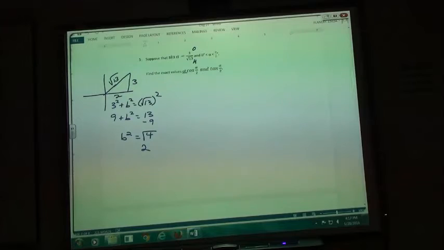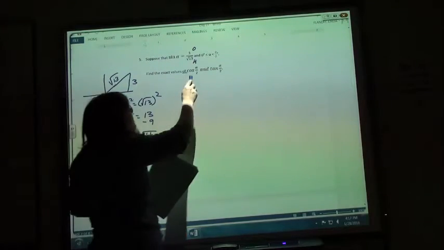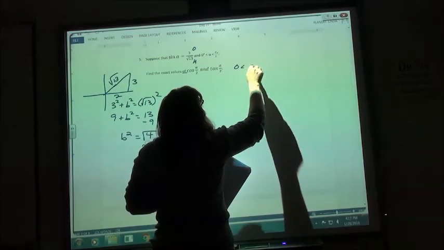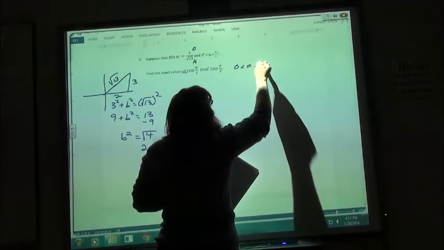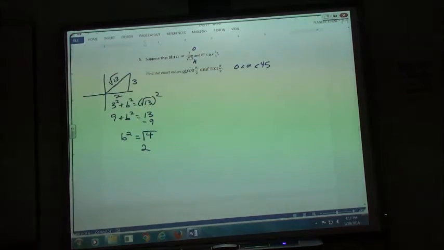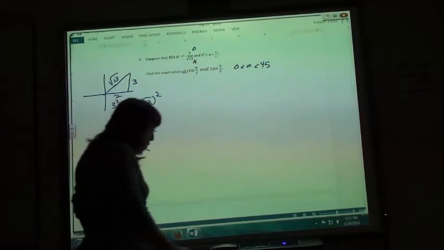So I've got my reference triangle. I want to do my half angles. Since this is between 0 and 90, I would be between 0 and 45. So I'm still going to be in quadrant 1. In quadrant 1, your cosine and your tangent both should be positive, because everything is positive in quadrant 1.